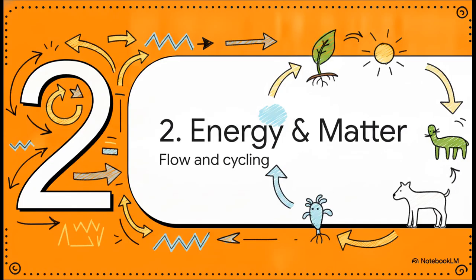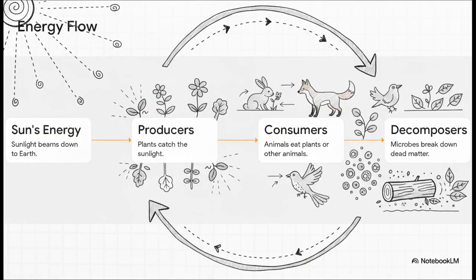Moving on to Section 2, flowing energy, cycling matter. Let's see what keeps all this biomass alive. Everything in nature follows this amazing, step-by-step path. It all starts with step 1, the sun. Sunlight beams down to Earth. Then comes step 2, producers. These are the plants that catch that sunlight to make food. Next is step 3, consumers. These are the animals that eat the plants or eat other animals to get their energy. And finally, step 4, decomposers. These are the tiny microorganisms that break down dead stuff and return those valuable nutrients right back to the soil.